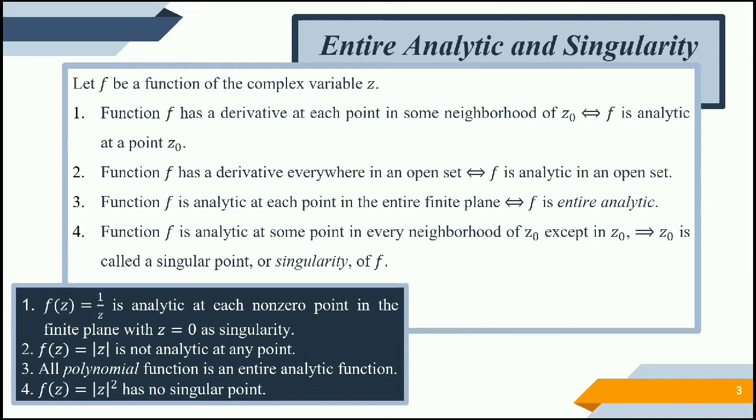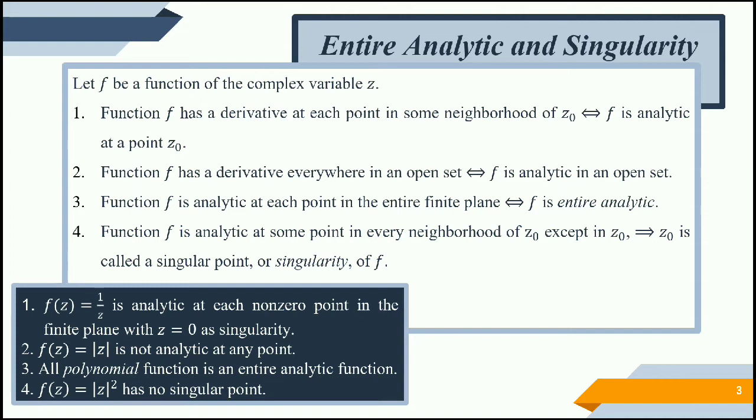For the cases when the function f is analytic at some point in every neighborhood of z0 except in z0 itself, then z0 is called a singular point or singularity of function f. Let's move to the example.